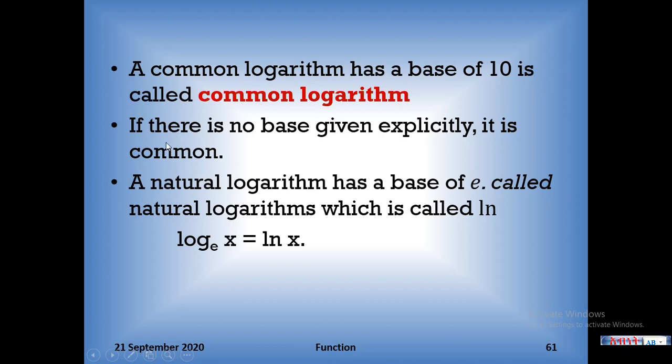If there is no base given, you have to know the base is 10. That is why our computer and our calculator manipulate by using logarithm of base 10. And natural logarithm is a logarithm which is base e, and it has a special name. We call it ln. Ln x means always you can change into logarithm form.